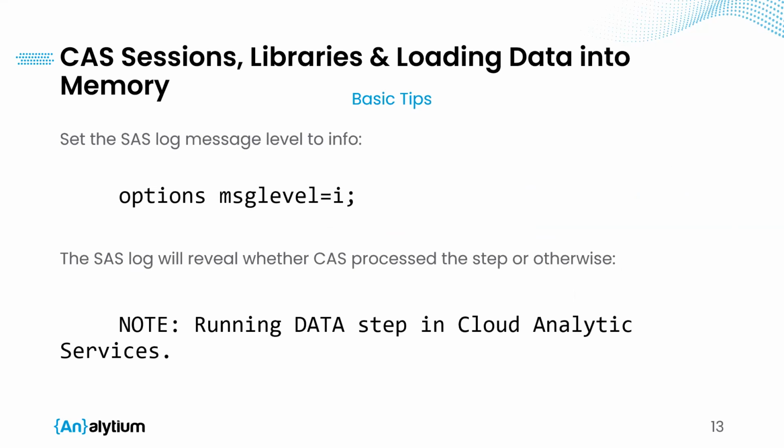A fairly basic tip, which is very useful actually, is to set the SAS log message level to info. So you use options msglevel=i, and that will put a note in the log whenever the processing is running on the Cloud Analytic Services, which is pretty useful because, as you'll see later, it's not always obvious where your stuff is actually running, where your code is actually executing. So that's a fairly basic thing that I would suggest you do if you are running stuff in CAS.